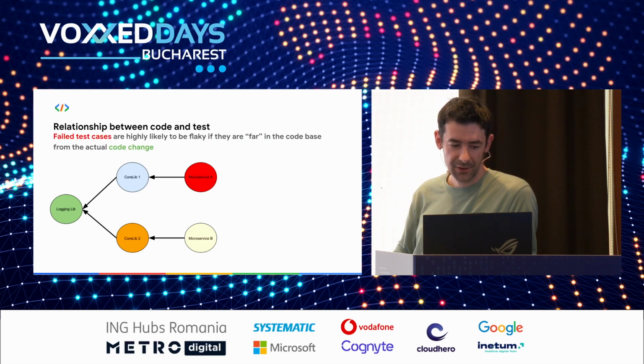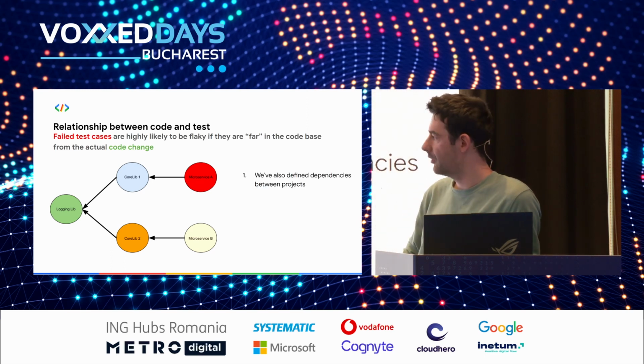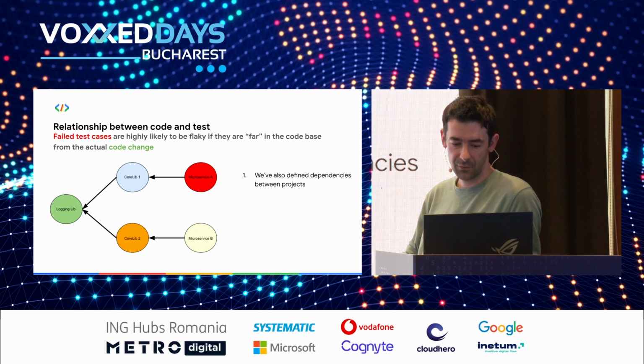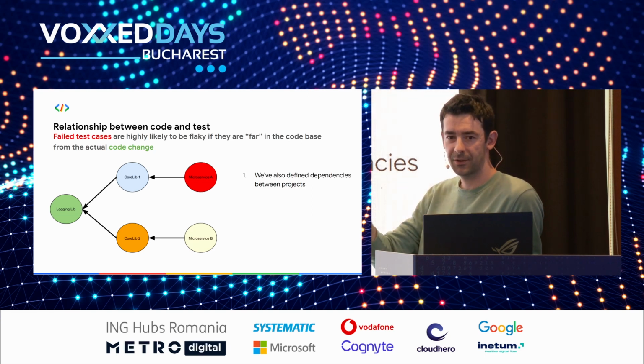The second intuition is the relationship between the code and test. Usually in a large code base where you have a lot of projects and libraries, you tend to define dependencies between projects. So for instance, we have here microservice A, which depends on core library 1, which in turn depends on the logging library. If you introduce a change in the logging library, which is the green circle over there, and you have a test that is failing in the same logging library project, the distance is basically 0. The test is failing right at the project where you introduce the change.